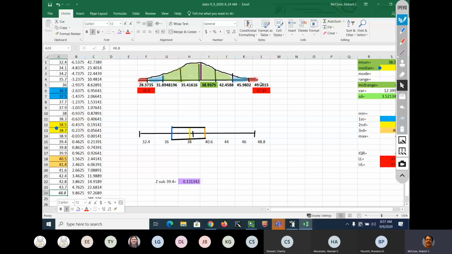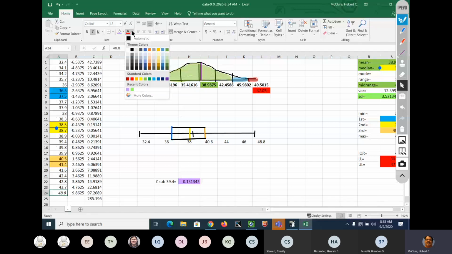Let's change that. Somebody give me a color. Let's change it to blue writing. There. So that 48.8 in blue right there, that's an outlier by the interquartile range. So does everybody understand? Everybody good?